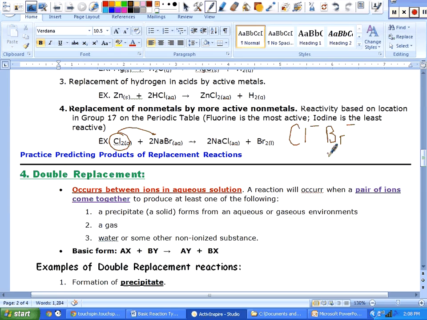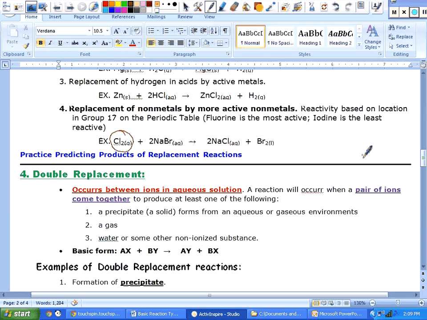Now, since Cl is by itself, look on your list. Which side is Cl on? Can you cross the sides? Stay on that side. Who's it going to try to replace? Can it? Is Cl above? Yes. So Cl is going to be there.